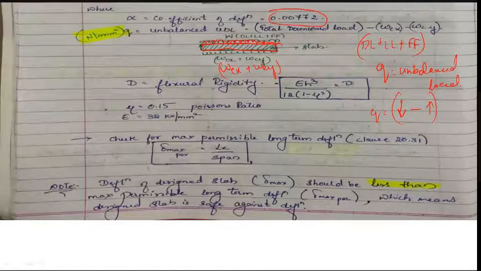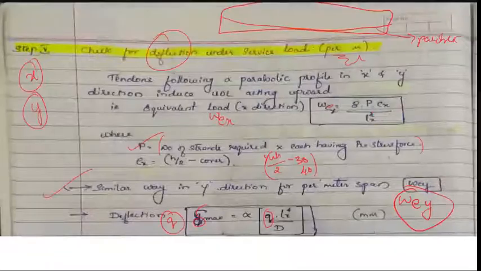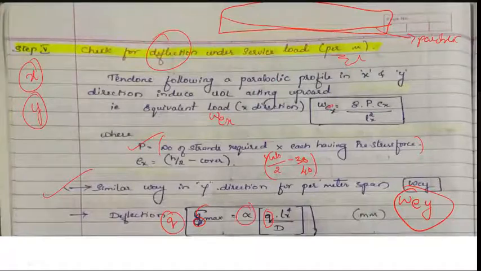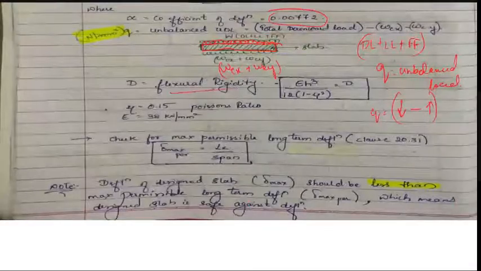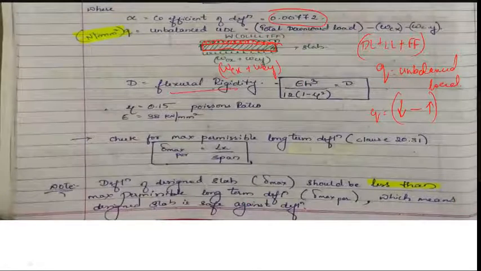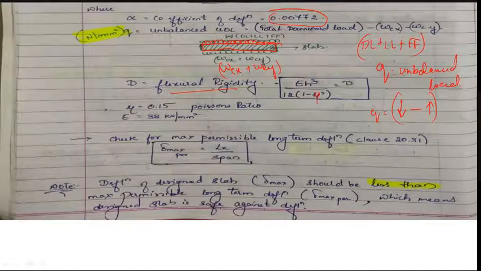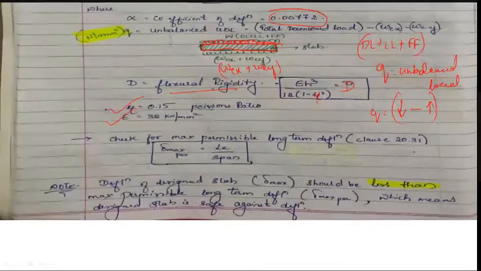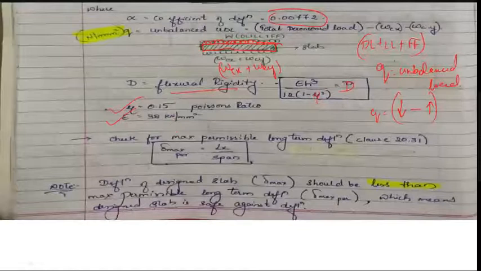Its value is 0.007772. Here we have alpha, Q, Lx raised to 4 and D. D is nothing but the flexural rigidity, and its formula is E H cube divided by 12 into (1 minus mu squared), where mu is the Poisson's ratio. We get the value of D and just substitute it in the deflection. Okay, just remember these values: Poisson's ratio will be 0.15 and Young's modulus will be 38 kilonewton per mm square.